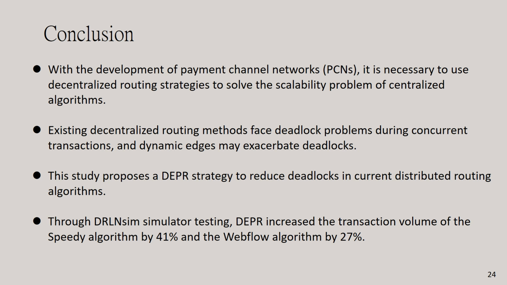This study proposed the DPR strategy to reduce deadlock in current decentralized routing algorithms, testing through the DRL simulator. DPR increased the transaction volume of the SpeedyMurmurs algorithm by 41%, while the Waveflow algorithm sees a 27% improvement.